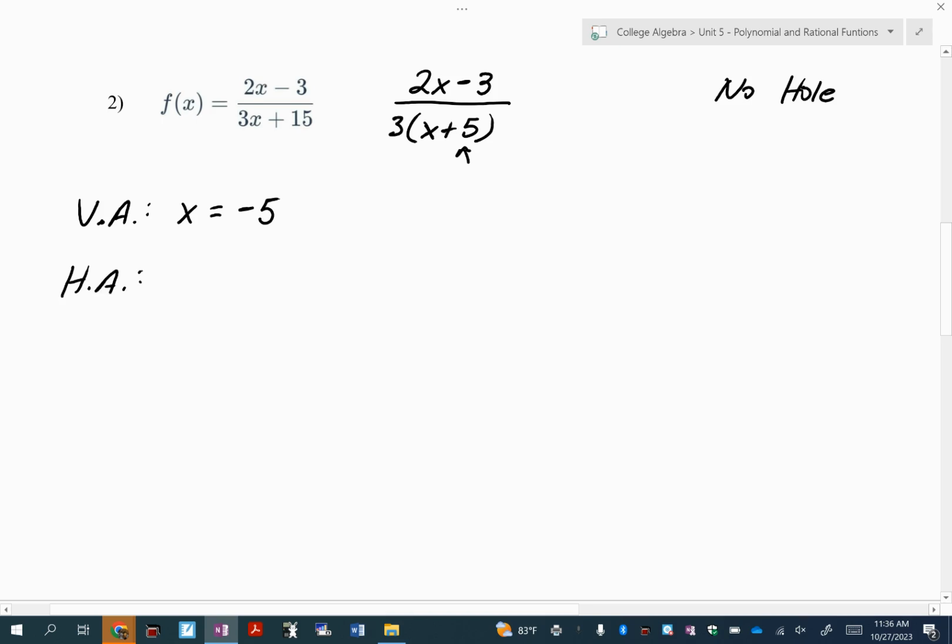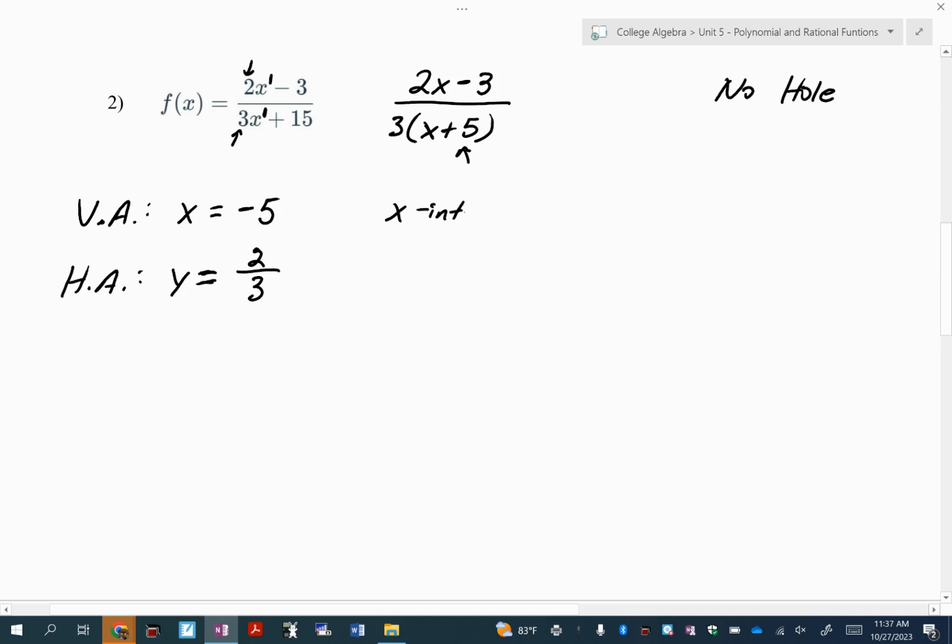Horizontal asymptote, again, you can go back to the original if you want. The degrees are both the same, both x to the first power. So when the degrees are the same, your horizontal asymptote is y equals the leading coefficient over the leading coefficient. So this 2 over 3, or 2/3, is my horizontal asymptote.